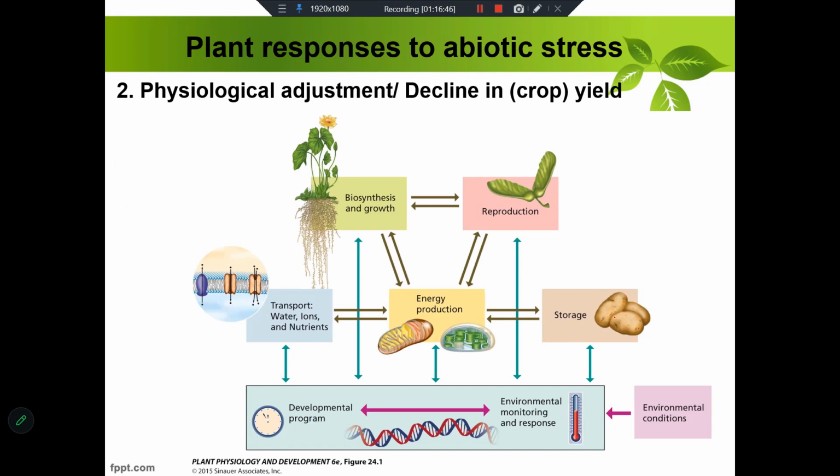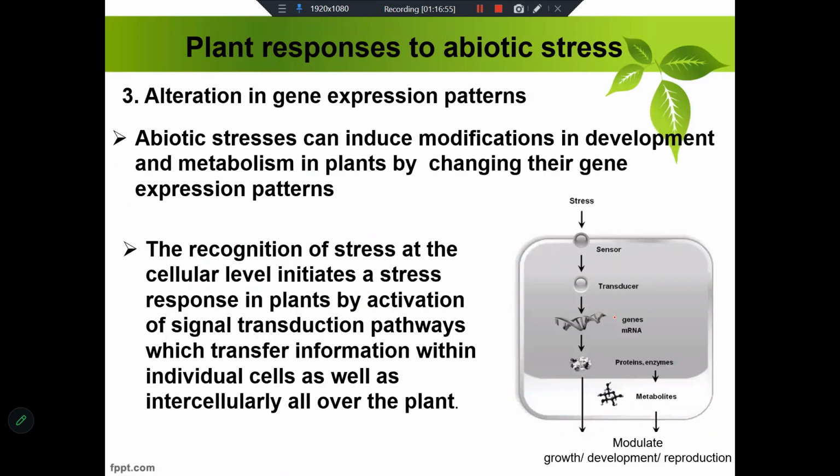Okay, likewise. We can see physiological adjustment at the organ or tissue level. And the third mechanism is alteration in gene expression pattern. That is at the cellular level, something that we can see at the cellular level. So these plants can change their genetic responses or gene expression as a response to abiotic stress factors. These abiotic stresses can include modification in development and metabolism in plants by changing their gene expression pattern.